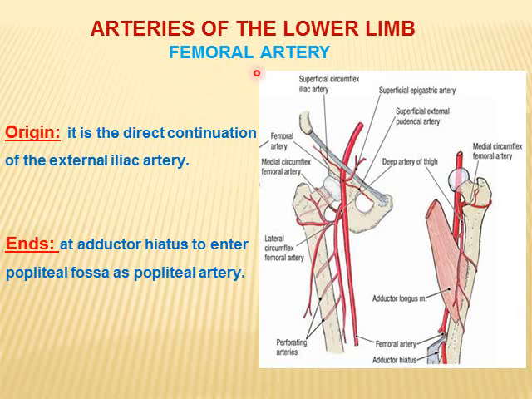Now we'll start with the femoral artery. It's the direct continuation of the external iliac artery. It enters the thigh by passing behind the mid-inguinal point. This is the inguinal ligament. The artery enters the thigh behind the mid-inguinal point, lateral to the femoral vein. It terminates in the opening of adductor magnus muscle called the adductor hiatus to continue in the popliteal fossa as popliteal artery.